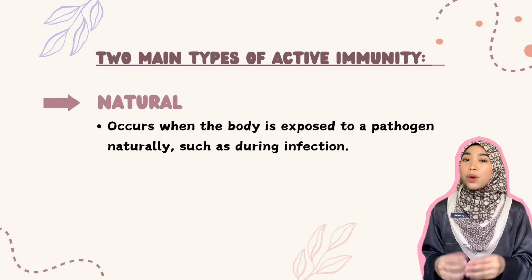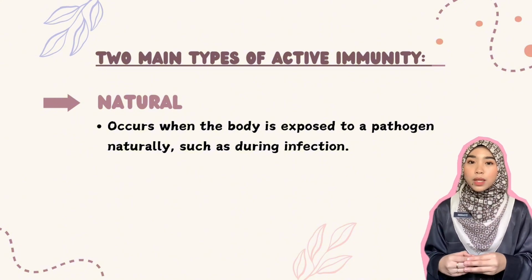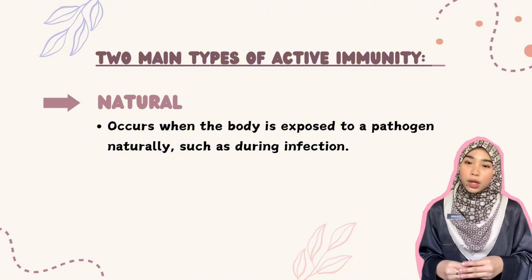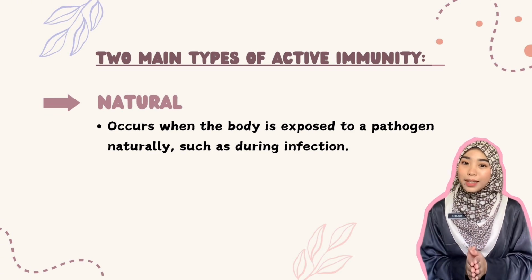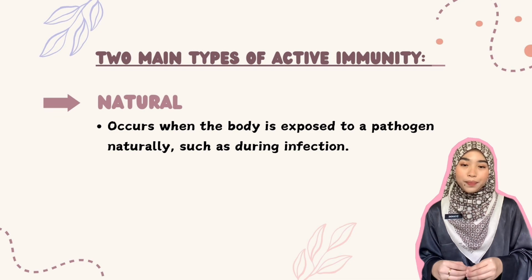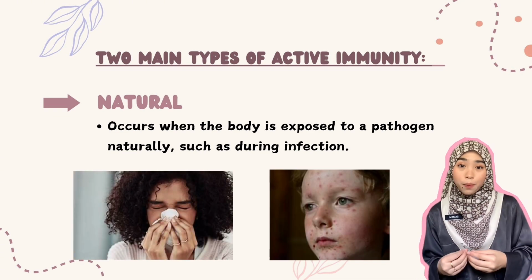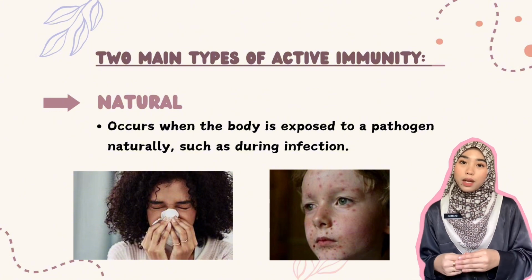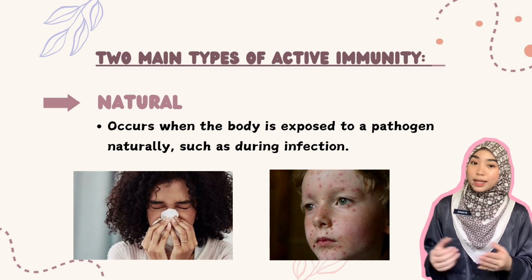These memory cells remember the pathogen and allow for a faster and stronger immune response upon subsequent exposure. Natural active immunity typically provides a long-lasting protection against the specific pathogen. And this can occur naturally, like when you catch the flu or get chickenpox or pick up some nasty bacterial infection, or it can happen artificially, particularly through vaccination.